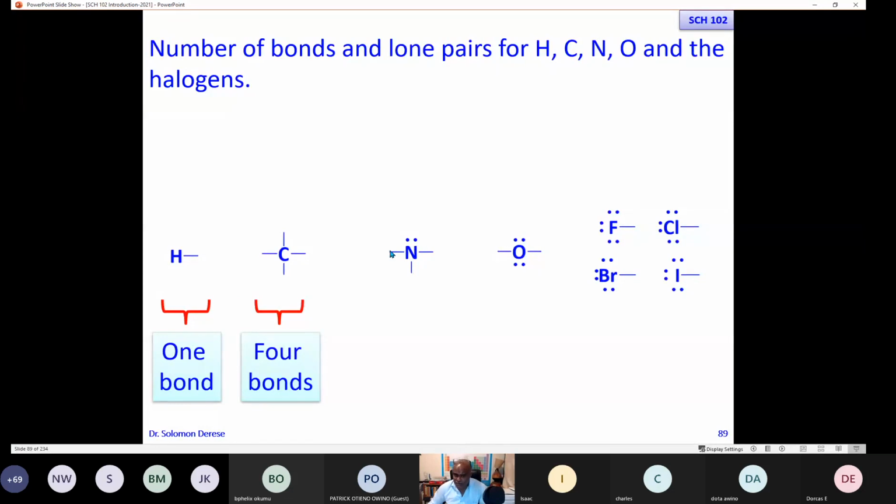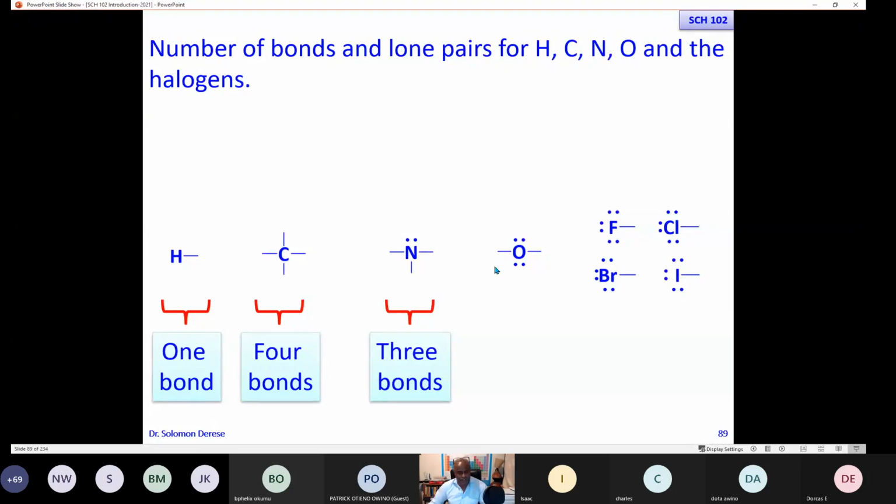Then if you look at elements like nitrogen, oxygen, and the halogens, nitrogen is in group 5 of the periodic table. It has 5 electrons. In order to have an octet of electrons, it will need, in addition to these 5 electrons, 3 additional electrons. That's why nitrogen forms 3 bonds, as in the case of ammonia, NH3.